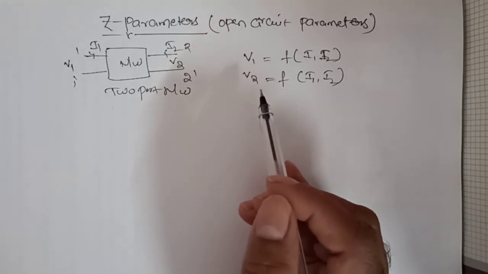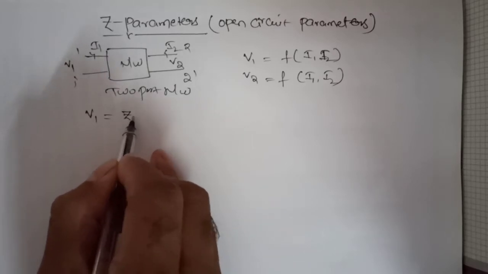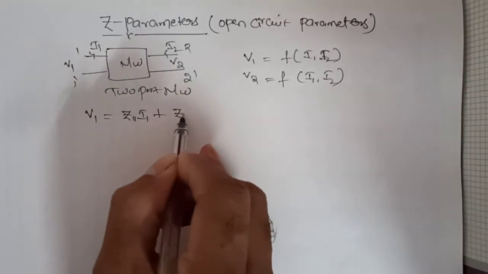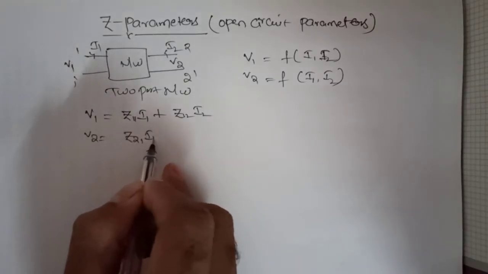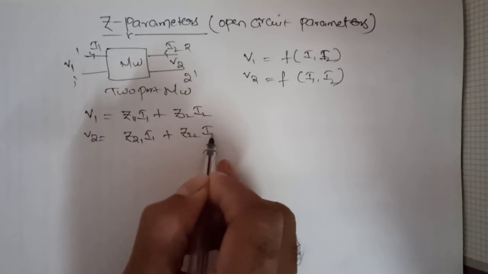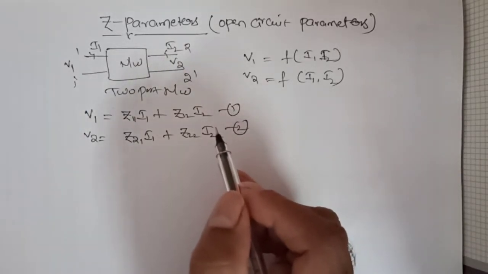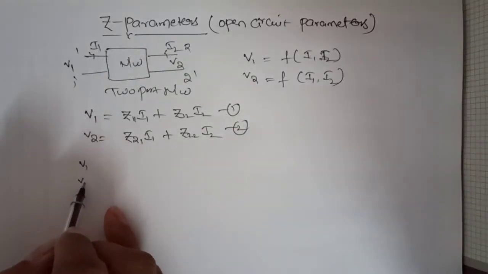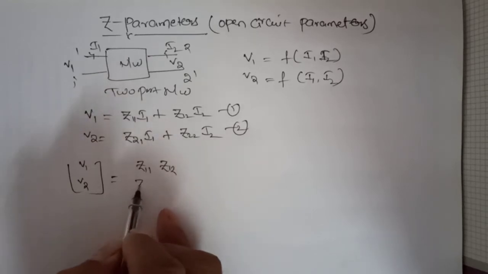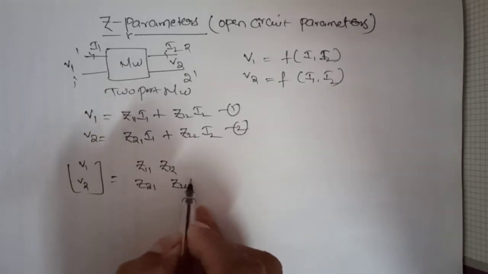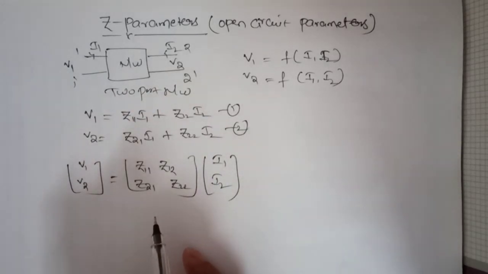In equation form, the above relation can be written as V1 is equal to Z11 I1 plus Z12 I2, and V2 is equal to Z21 I1 plus Z22 I2. These are equations 1 and 2. In matrix form we can also express equations 1 and 2 as: [V1; V2] is equal to [Z11 Z12; Z21 Z22] times [I1; I2].